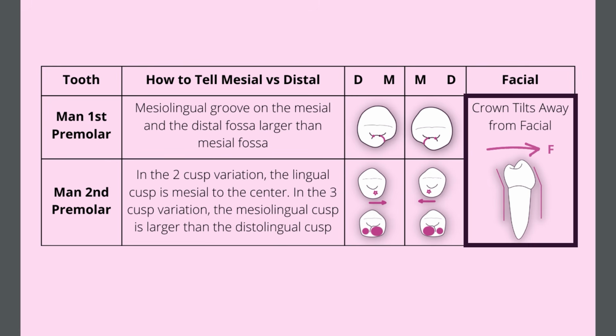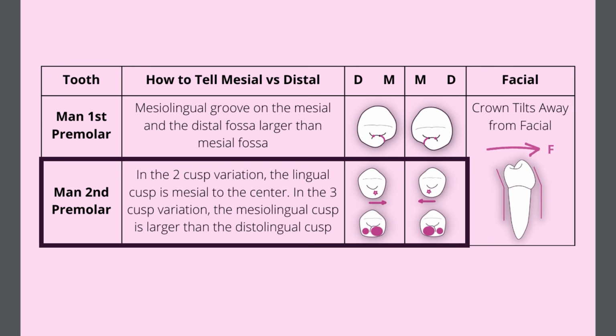The facial of the mandibular first premolar is the side that the crown is not tilting towards. So the crowns of the mandibular premolars tilt towards the lingual when you look at it from the proximal. So the side that it's tilting away from is the facial.